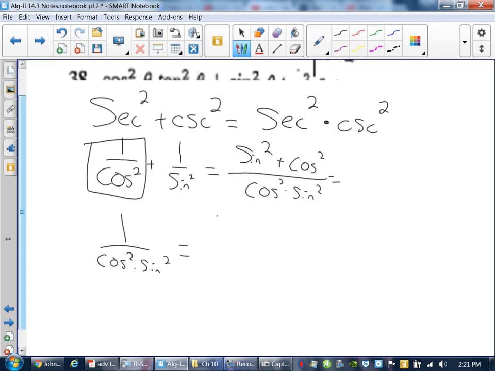is that I could rewrite this as 1 over cosine squared times 1 over sine squared, which is secant squared cosecant squared. I think I'm gonna like this more because I have a good goal.